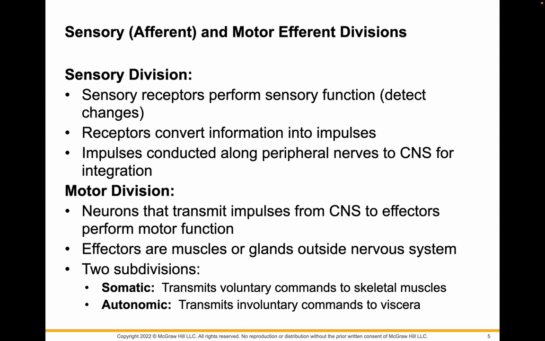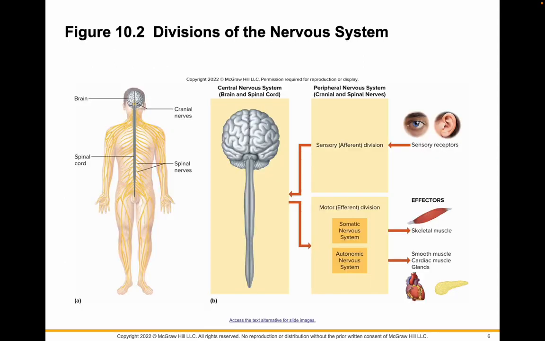And so they call that, you're moving your body, somatic. Autonomic sounds like automatic, and so it's going to transmit the involuntary commands. So it could be smooth muscle or these glands they mentioned. And so here you can see the brain and the spinal cord is the central nervous system, and then you have these 12 cranial nerves coming off of the brain, and then you have tons of spinal nerves coming off of the spinal cord, and this helps control and bring in information.